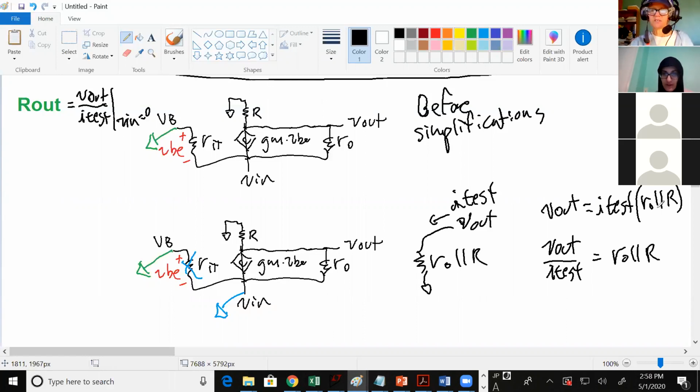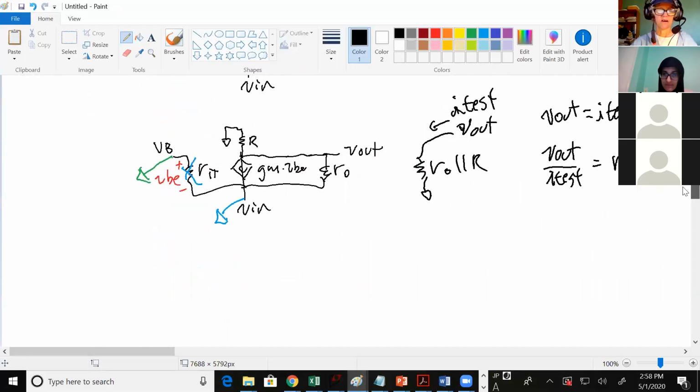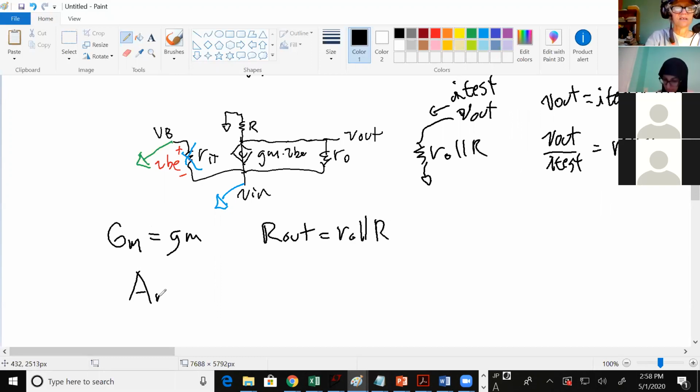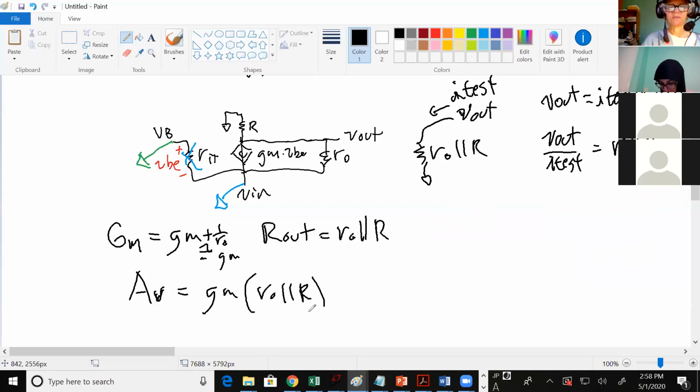Okay, our ultimate goal here, now that we have big GM equals little gm, and R out equals RO parallel R. So what's gain? This has 1 plus 1 over RO, but the product of the two. So you get pretty much GM times RO parallel R, which looks a lot like the common emitter.